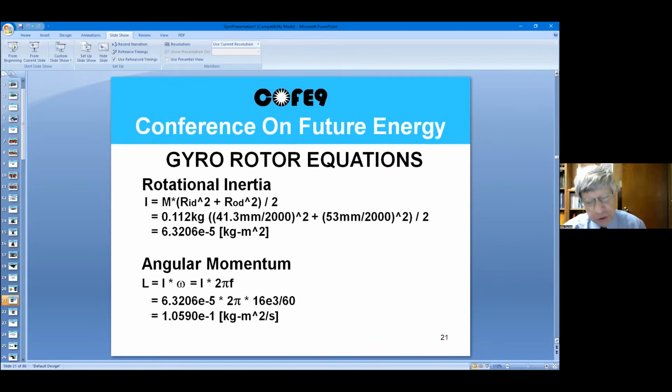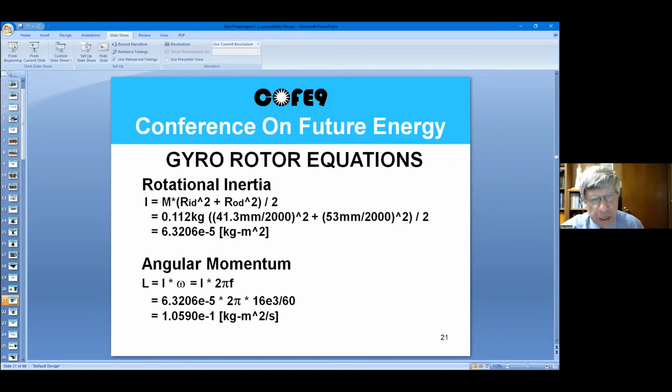starting with rotational inertia, which is mass times radius squared. So you have the inner radius squared plus the outer radius squared. And then you have to convert from grams to kilograms and from millimeters to meters. And when you get all done, you come up with 6.3206 e to the minus 5 kilogram meter squared for the rotational inertia of the rotor.